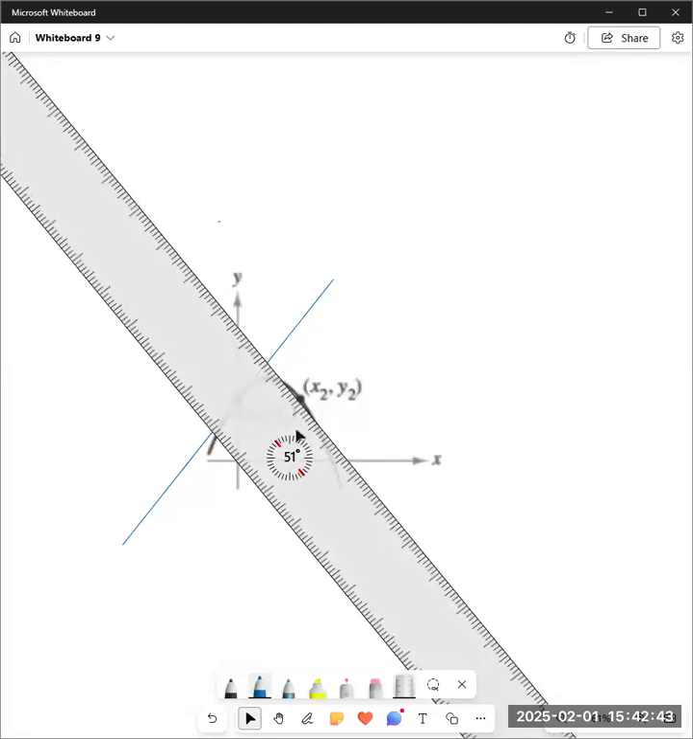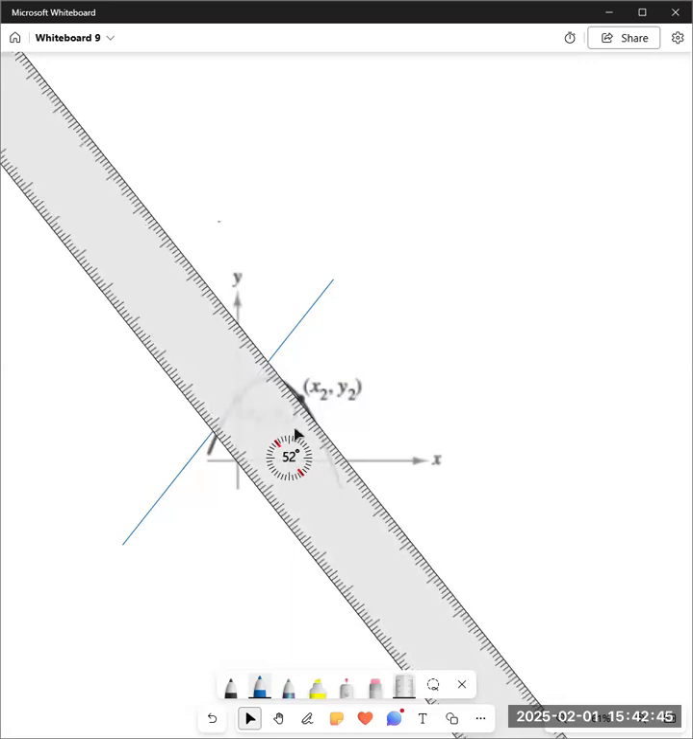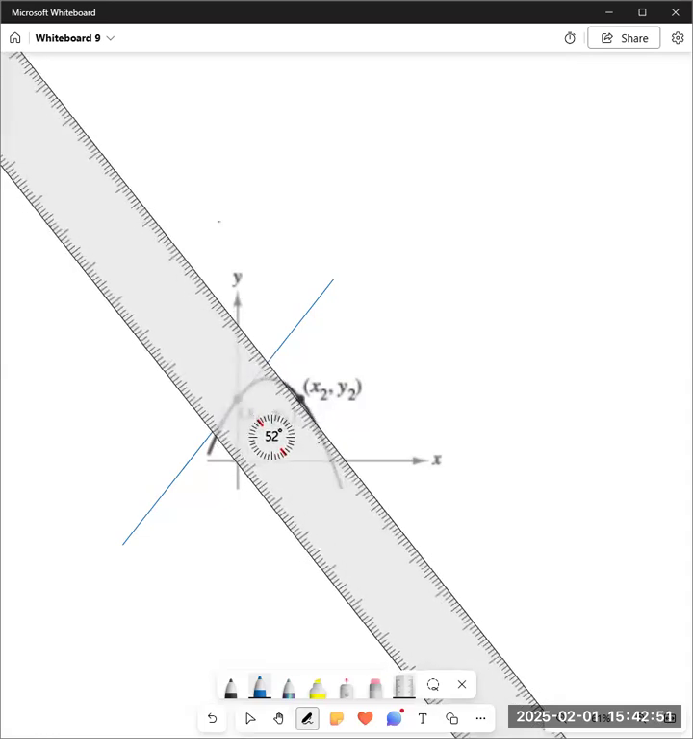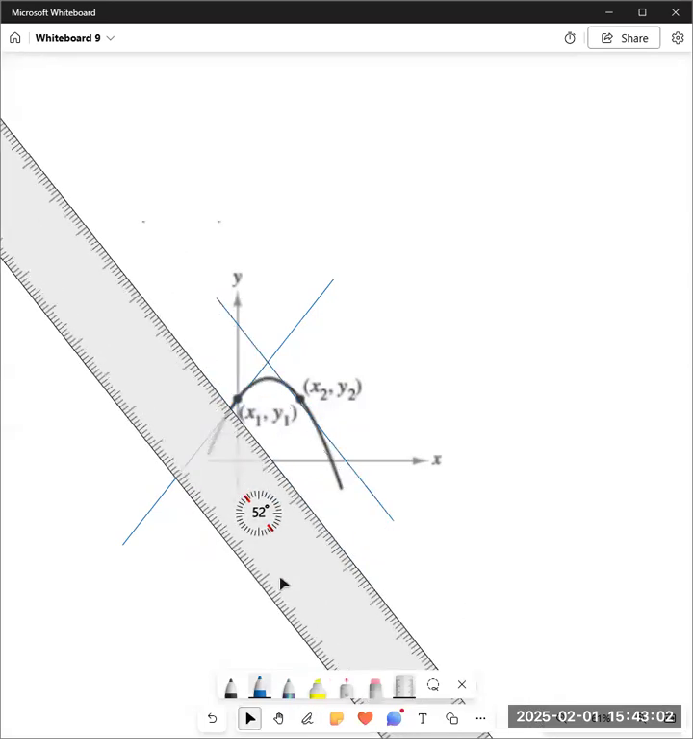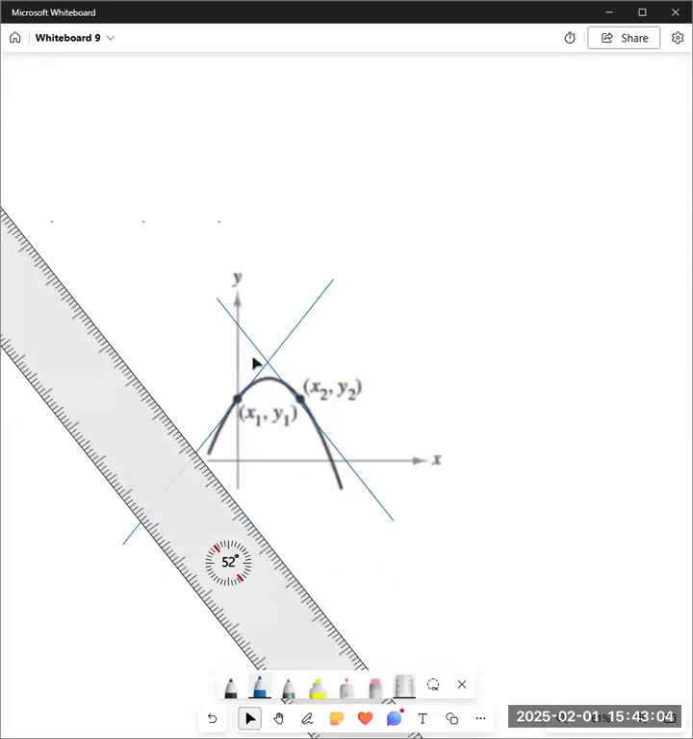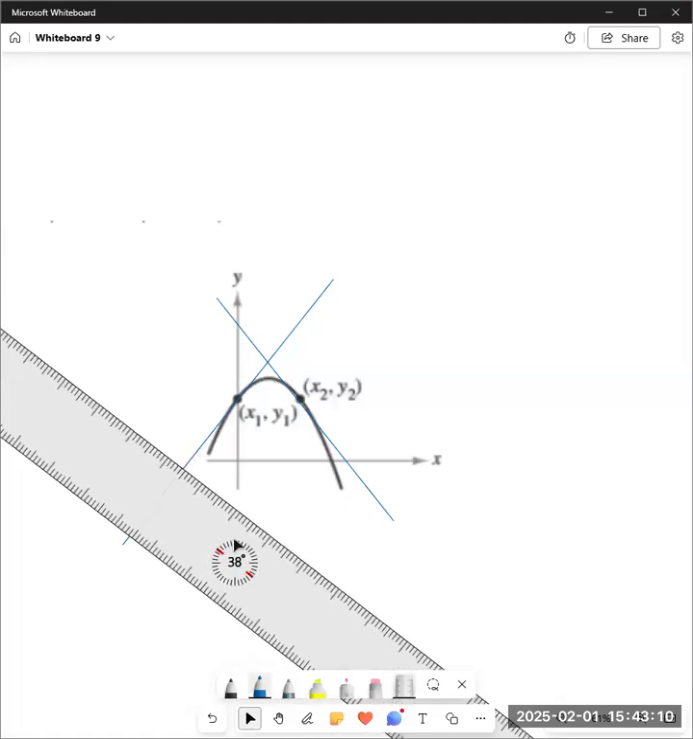It looks to me like it's about right there. And again, you're going to learn ways to get it perfect. Okay, that's as best as I can get it, and that's about right. So it takes a little bit of time to do that well.